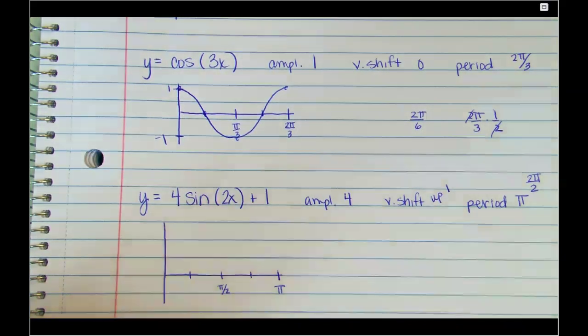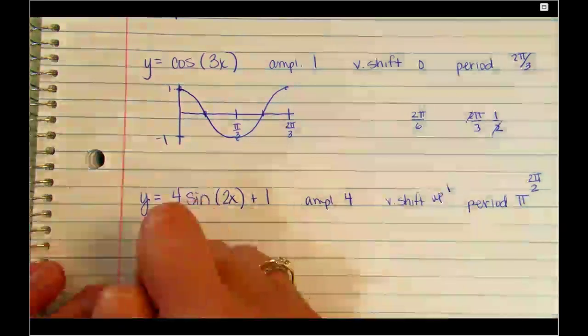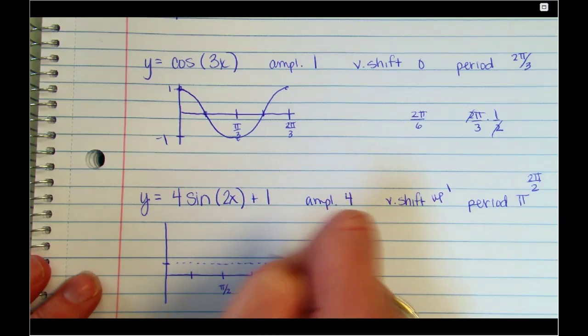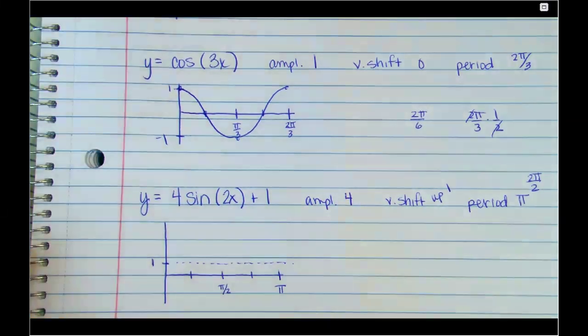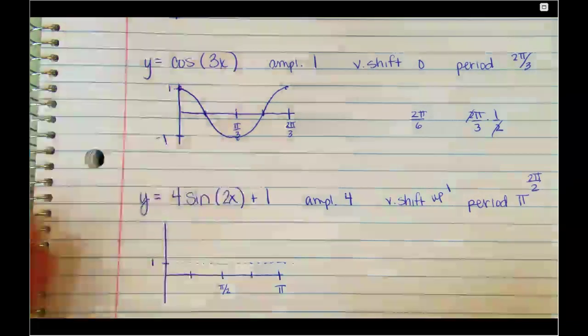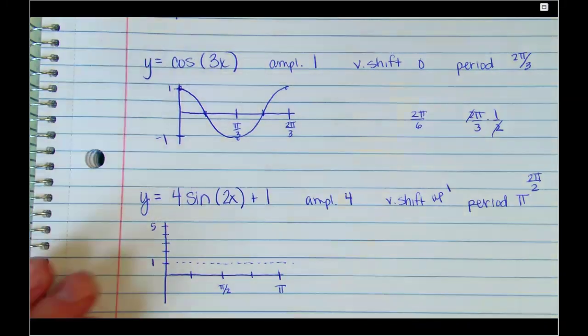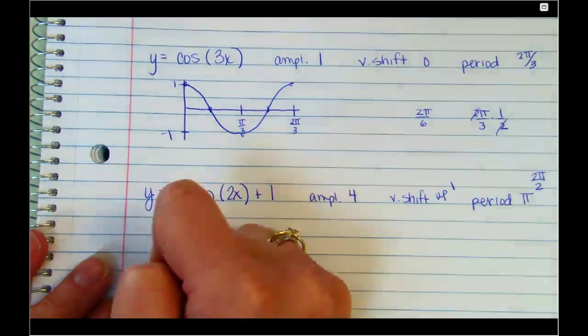Okay. Once you have this done, it's just like the ones we were doing yesterday. So you have to move them up 1. There's your new x-axis. Yeah, it does help a lot. What's the highest this will get to? 5, because the amplitude is 4. So it's got to be 1, 2, 3, 4 above, which is 5. And the lowest it gets? -3.